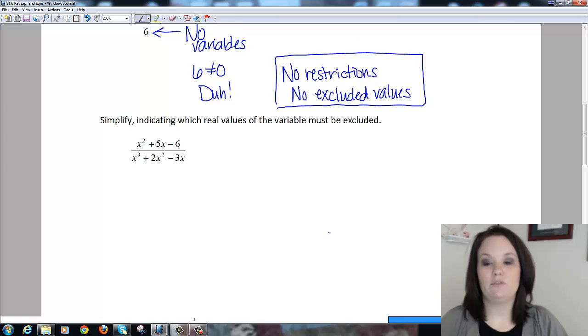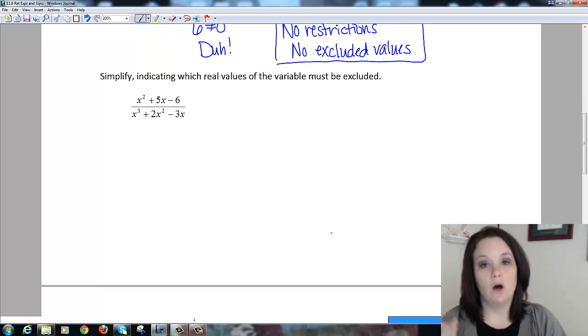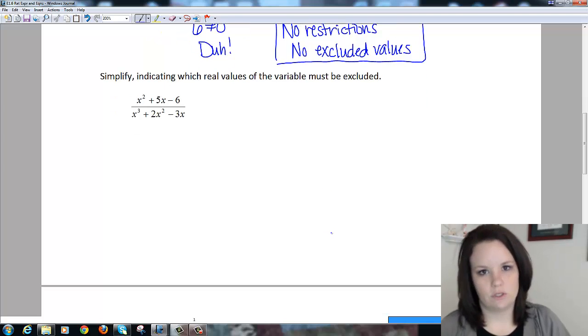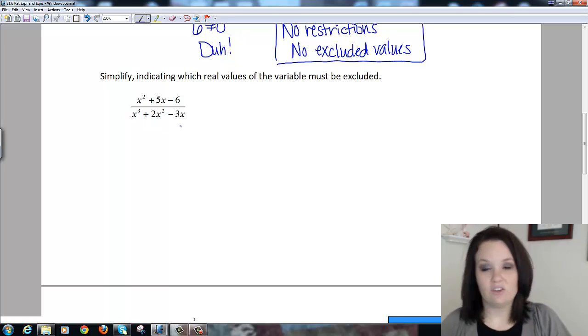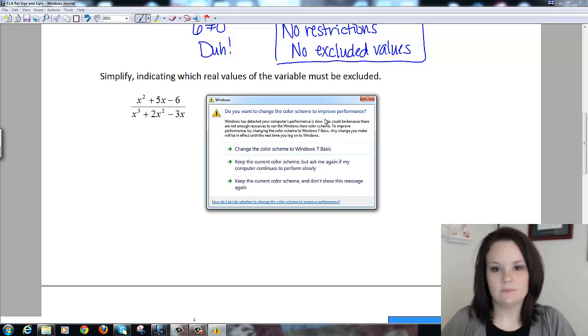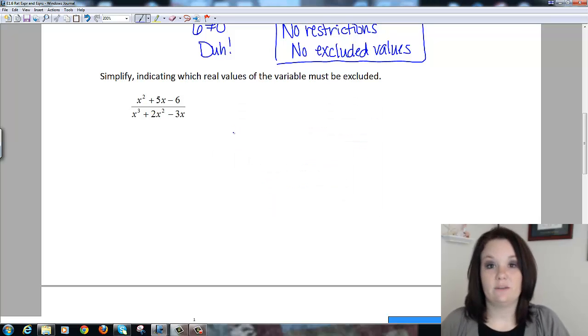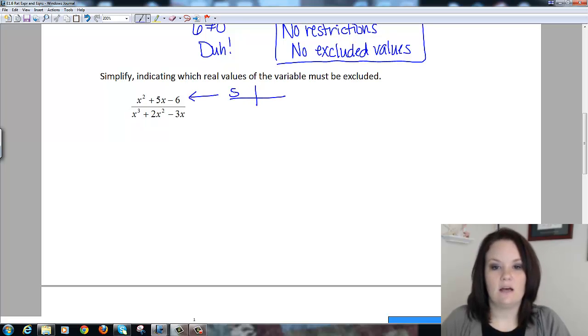Okay, now when you find the excluded values, you always look for them before you start simplifying. Okay, so I'm going to go ahead and factor everything because that makes things easier. All right, so I'm going to go ahead and factor on top and bottom. On top, I can use sum product for this one. I need a sum of 5 and a product of 6. Now to get 6, I can use 6 and 1 or 2 and 3.